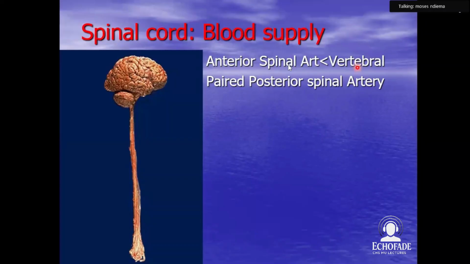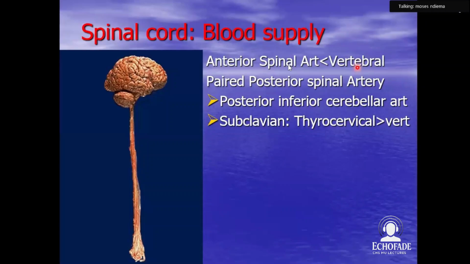We also have paired posterior spinal arteries, which occupy the sulcus. We have a sulcus. That's a depression, and we'll be addressing that later. And that is where we have the location of the paired posterior spinal arteries. And from this, the most cranial part of the posterior inferior cerebellar arteries also gives a branch. They also originate from the subclavian artery as the thyrocervical part, which now gives rise to the vertebral artery.